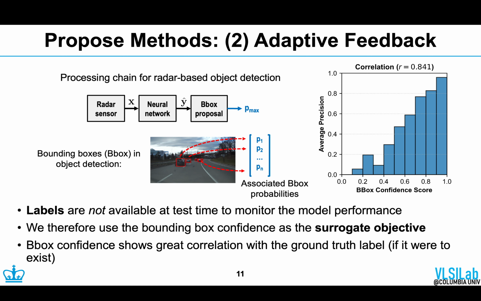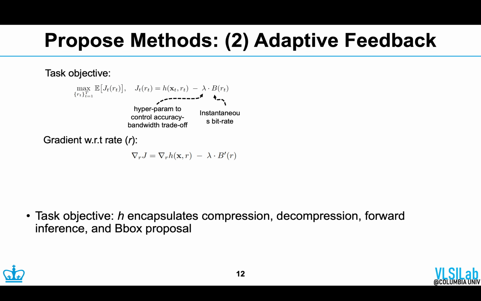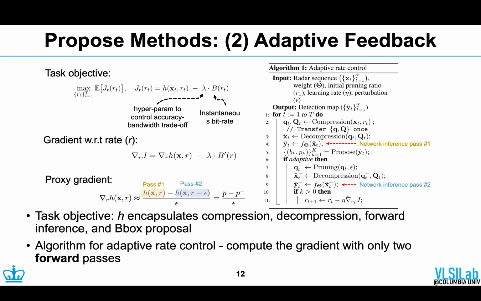Although we don't have labels at test time, if you were to picture it, we see a high correlation. For the test-time objective, we use H, which encapsulates compression, decompression, forward inference, and B-box proposal, along with a hyperparameter lambda and an instantaneous bit rate. We take a gradient with respect to R and calculate the proxy gradient from 2-4 passes. We also delineate the algorithm here. In sum, it computes a gradient with only 2-4 passes.